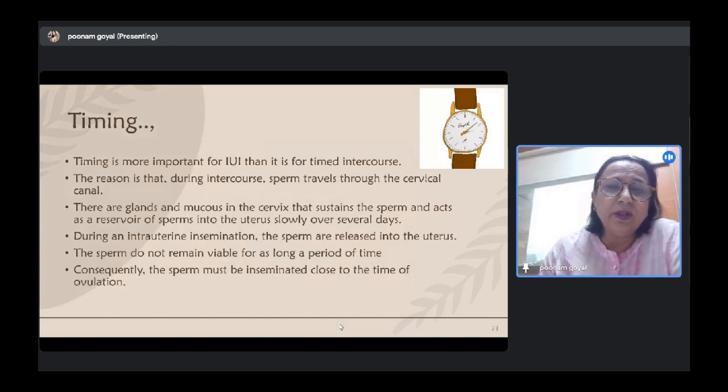The reason is that during intercourse, sperm travel through the cervical canal. There are glands and mucus in the cervix that sustain the sperm and act as a reservoir of sperm into the uterus slowly over several days. During an intrauterine insemination, the sperms are released into the uterus. The sperm do not remain viable for as long a period, and consequently, the sperm must be inseminated close to the time of ovulation.